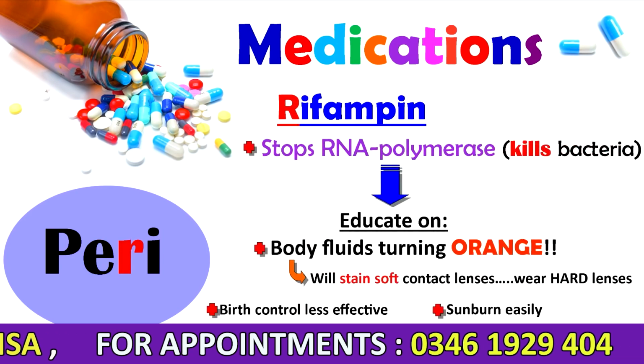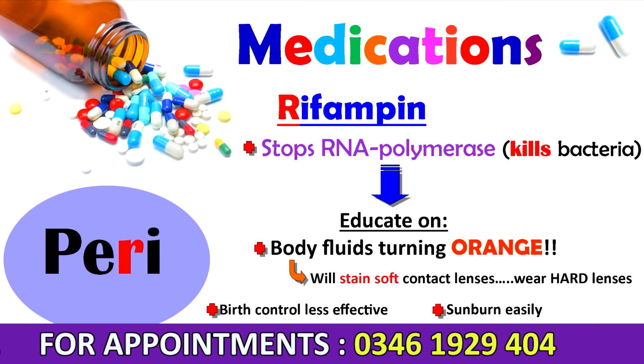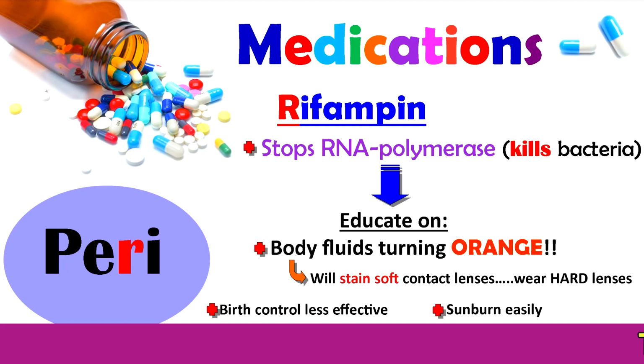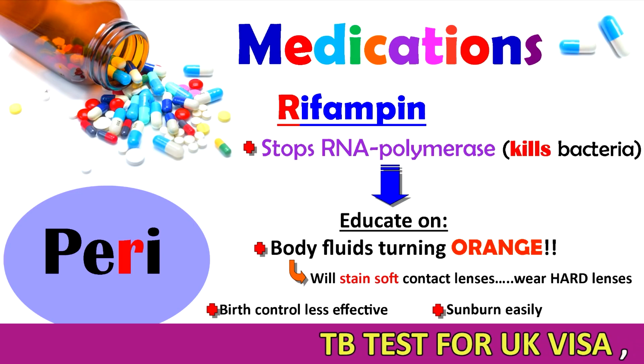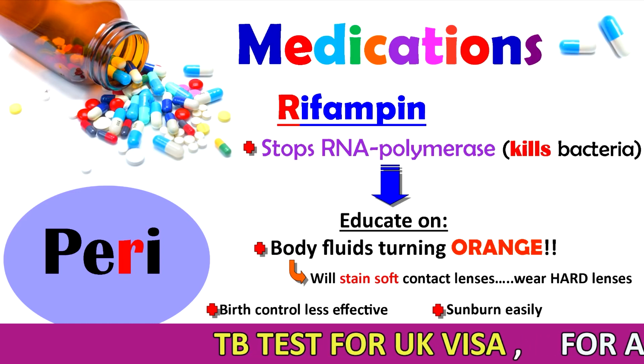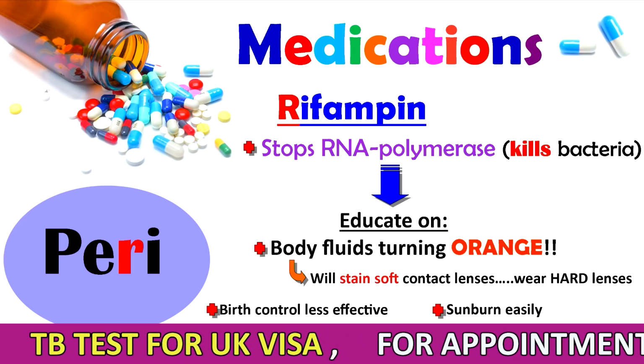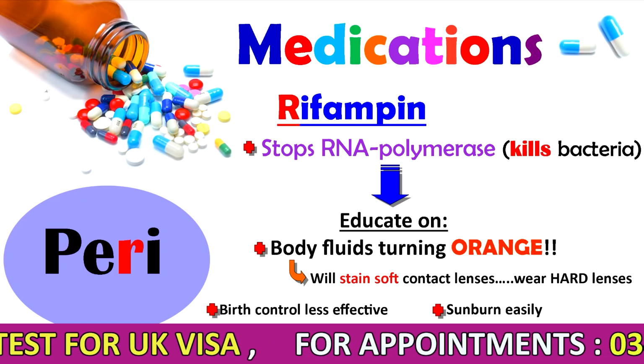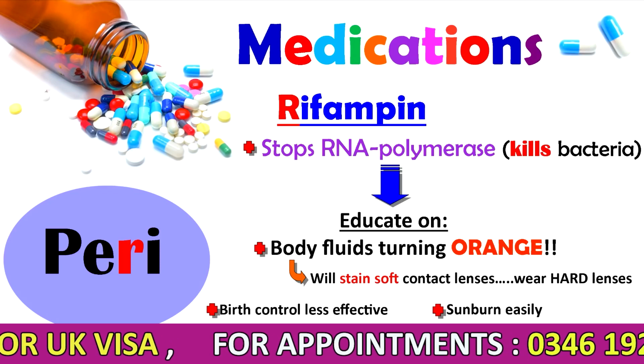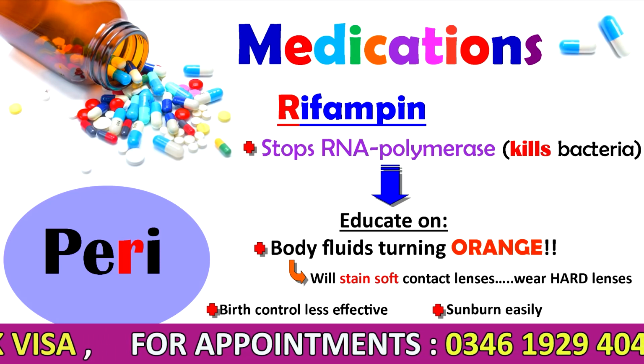R for rifampin, and this drug works to stop RNA polymerase. And what that does is it kills the bacteria. Now there's some things you want to educate your patient on, because there's one thing that they're probably going to notice and it can really make them scared if you don't tell them about it. One thing is that it can turn their body fluids orange, and their tears, their sweat, their urine will be orange, and you'll want to reassure them about that and tell them if they do wear contact lenses, especially those soft kind, it will permanently stain those, so they'll want to switch and wear hard lenses.